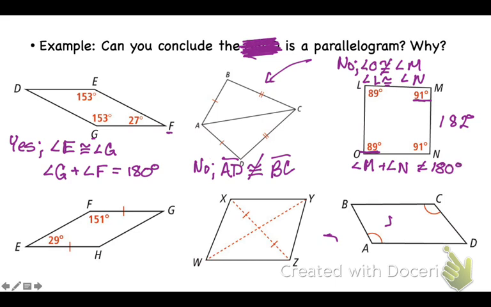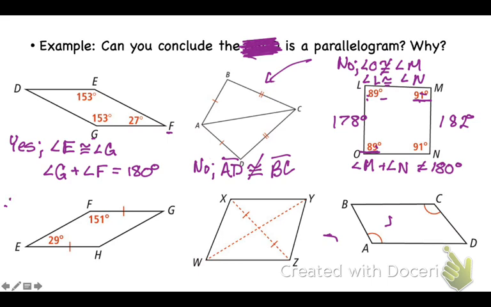Okay, now 89 and 91, those are not congruent, right? But what about 89 and 89? That's going to be what, 178? Yeah. So that's not congruent either, is it? Or supplementary. So this is a no all around.